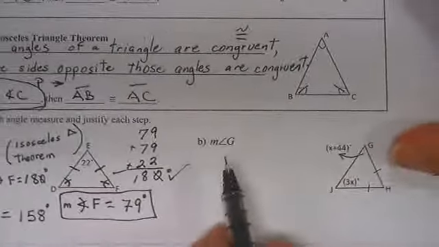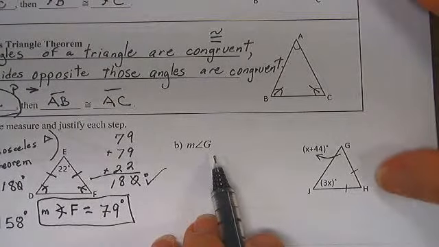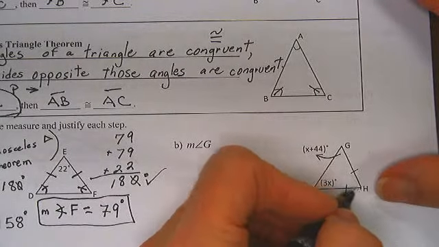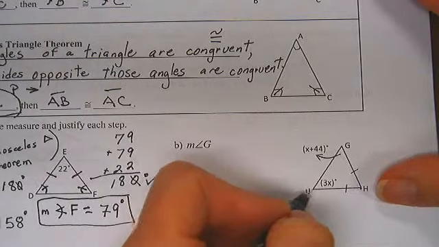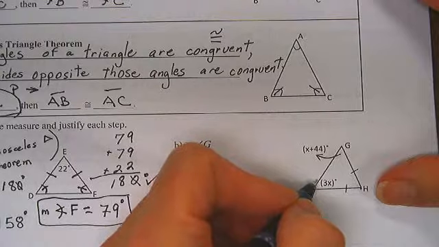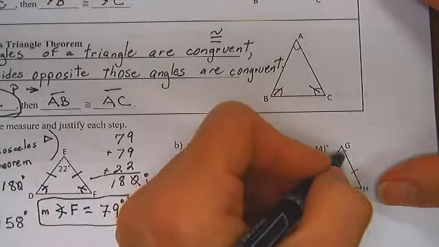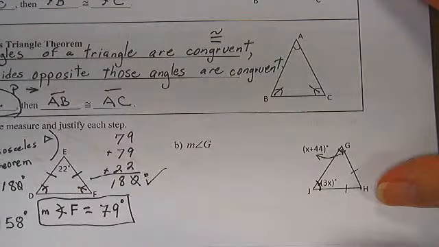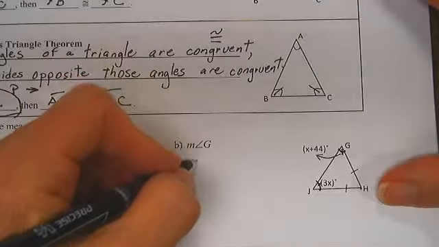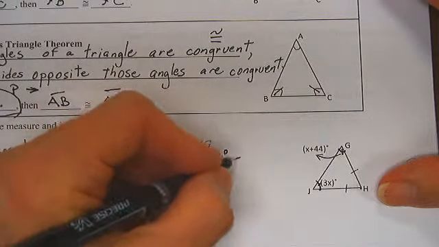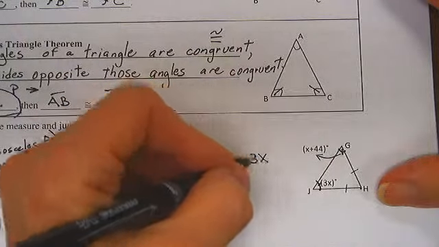One more problem. What's the measure of angle G? Well, we know that GH is congruent to JH. So what that means is angle J is congruent to angle G, again by the isosceles triangle theorem. Okay. So that's going to mean that x plus 44 degrees is equal to 3x.